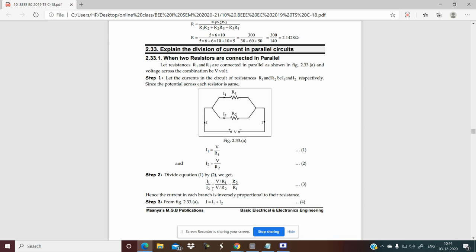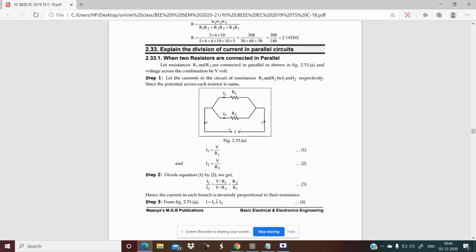So I1 by I2 is equal to V by R1 divided by V by R2, which gives R2 by R1. Hence, the current in each branch is inversely proportional to the resistance. So I1 by I2 is equal to R2 by R1, and from this we can say that the current is inversely proportional to the resistance.